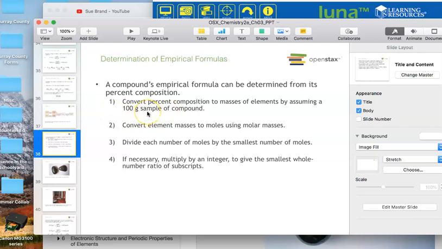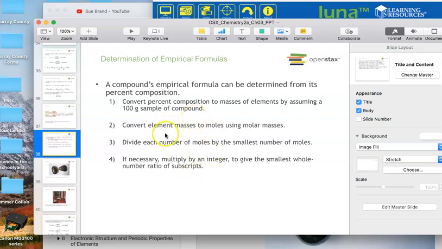Okay, so first step is percent to mass. So whenever you're given masses of elements, you're going to assume it's a 100-gram sample of the compound. This is a big assumption that's already tied into chemistry. You're going to have to assume you have a 100-gram sample, and that way it makes the math a lot easier. And we'll do some examples where I show you how that's helpful.